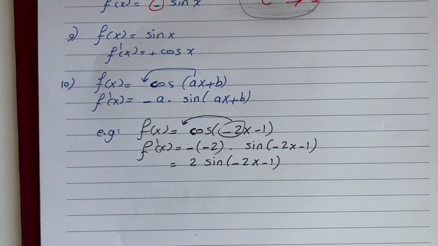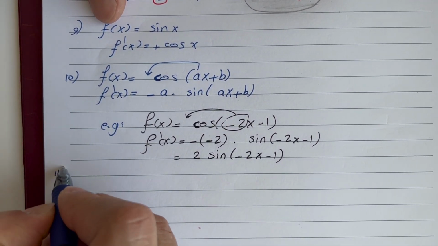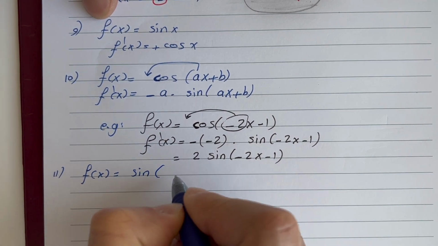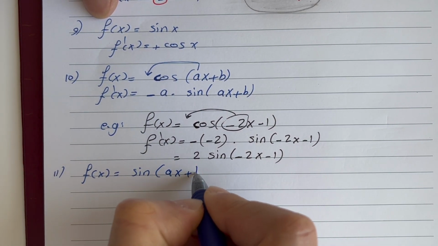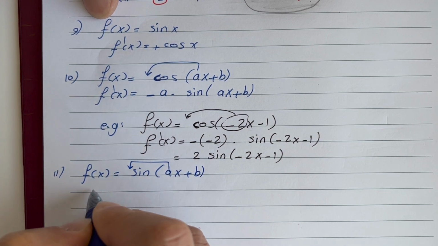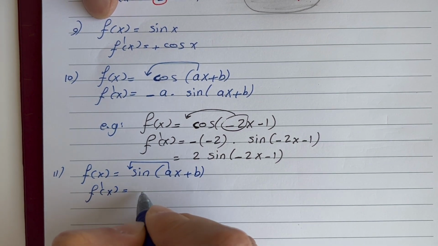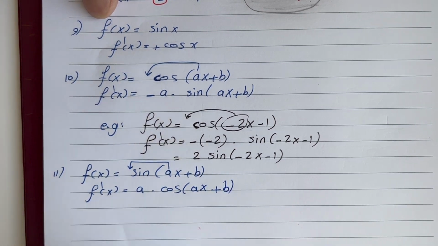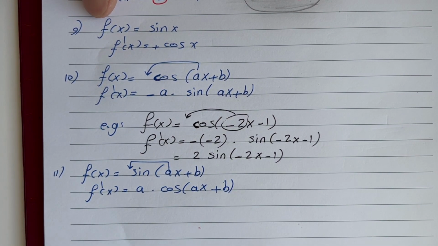Don't change them. Rule number 11. Same thing with sine x. But here I will do sine ax plus b. Drop the number a outside. F prime x will be a cosine ax plus b. Leave the angle as it is again.